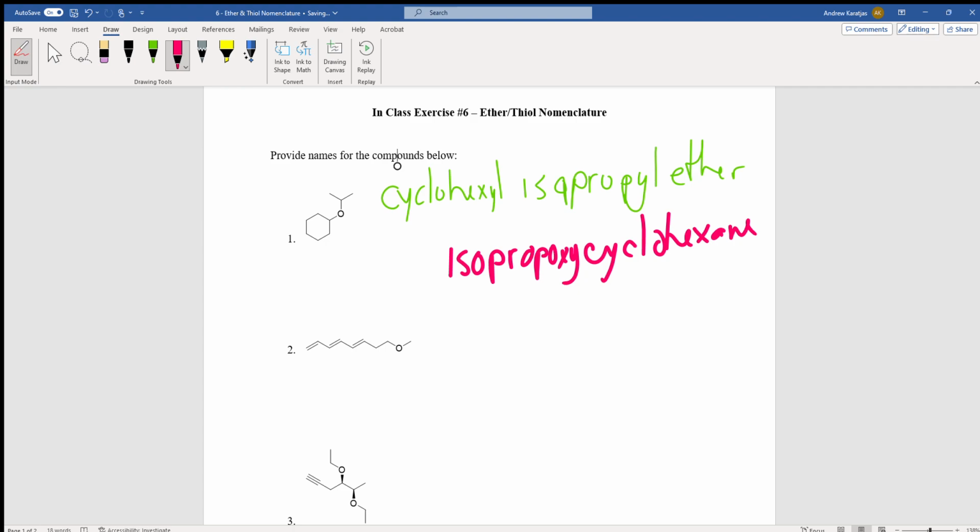Question 2, we definitely have a very simple group on the right, just a methyl group, but on the left, definitely a more complicated group. So the ether here just becomes a substituent, and we treat this compound as if we were naming any other alkene. So we're going to number this left to right because the numbering is controlled by the alkenes, not the ether. Again, the ether is just a substituent here.